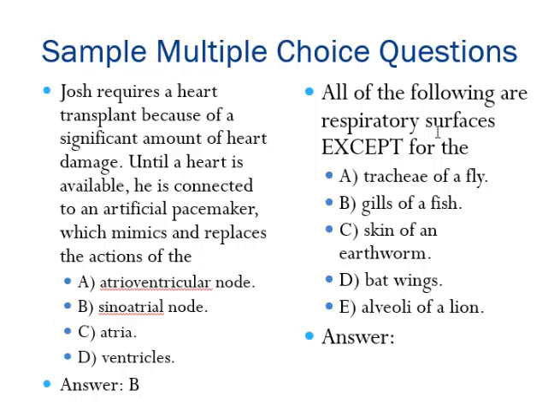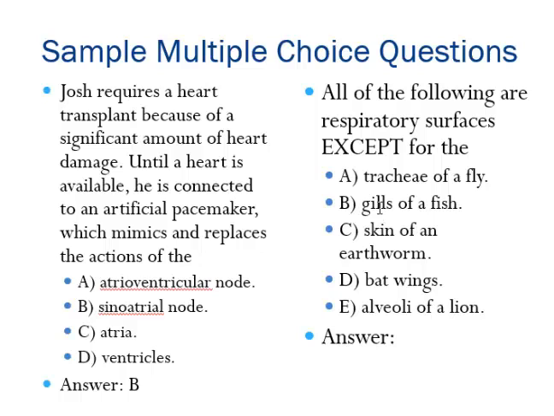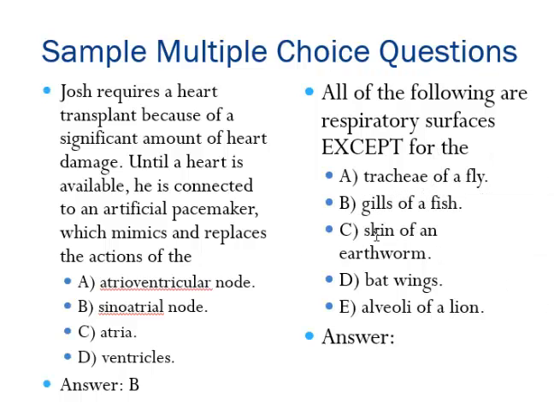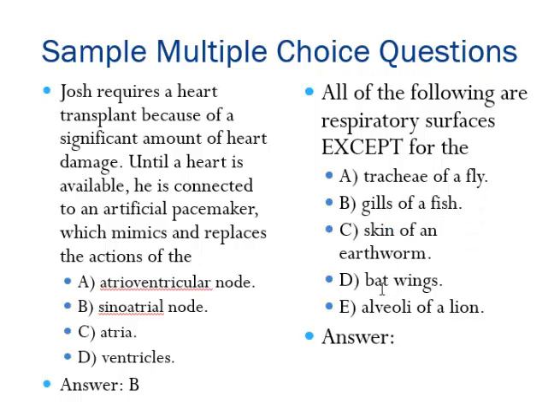All of the following are respiratory surfaces except... Well, trachea of a fly, of course, trachea is a gas exchange mechanism. Gills of a fish, gills are used by fish to breathe. Skin of an earthworm, as we discussed, the earthworm does breathe through its skin. Bat wings, bats are mammals, which means they have lungs just like we do, so that's out. So that D looks like the correct answer. And of course, alveoli of a lion are mammal alveoli just like human alveoli, so they're also respiratory surfaces.